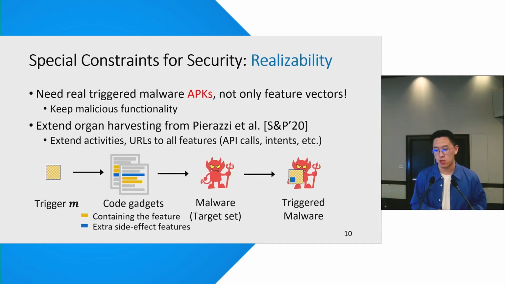Given the trigger M we solved before, we need to find code gadgets that contain each of the features from this M. During this process, we may introduce some side effect features that we don't need. And then we inject these code gadgets into the malware that we want to protect. We make those code gadgets non-executable, so it will not affect the original functionality. In the end, we will have a triggered malware with the trigger M and also some side effect features.